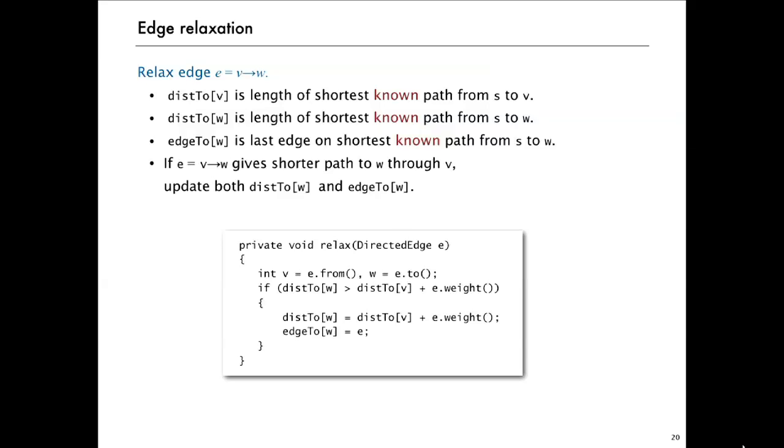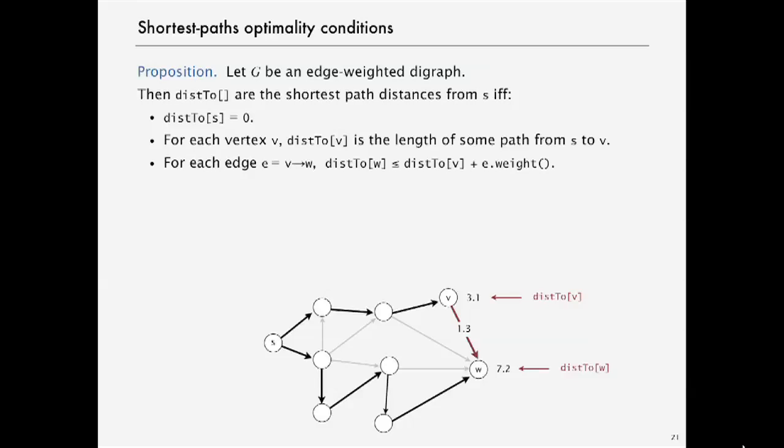And if we found a new path, we have to update the distance to W to be the new distance to V plus the weight of VW, and then we have to update edge to W and throw away the old version and say that our new edge from V to W is the best path to W as far as we know. So that's easy code for edge relaxation. Now, we're going to use edge relaxation in a really fundamental way to compute shortest paths.